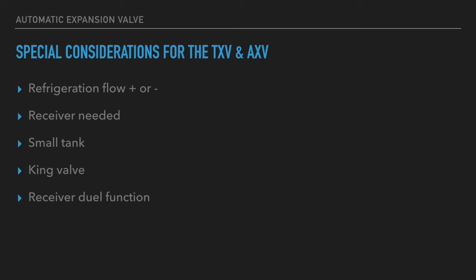It also has a king valve that functions as a service valve. This valve also stops the refrigerant from leaving the receiver when the low side of the system is serviced. And lastly, this receiver can serve both as a storage tank for different load conditions and as a tank into which refrigerant can be pumped when servicing the system.